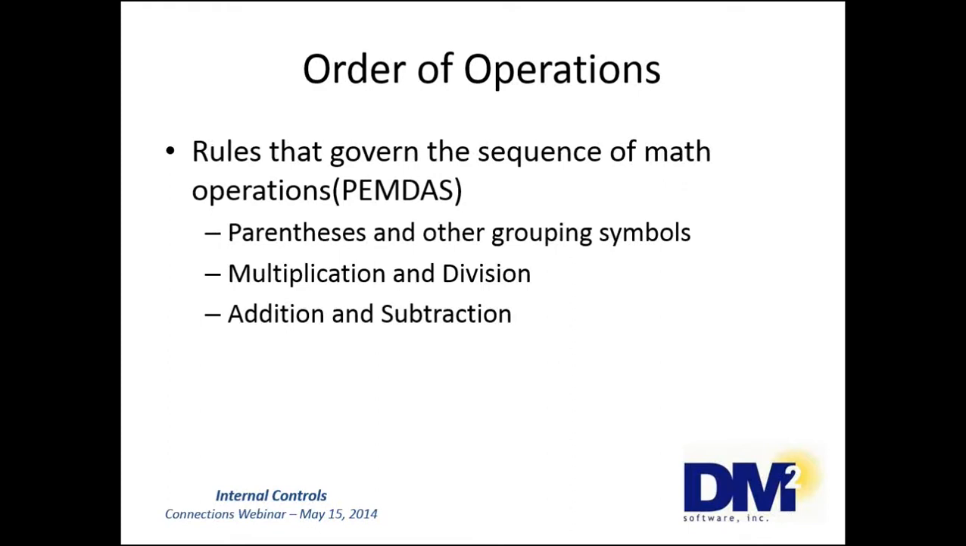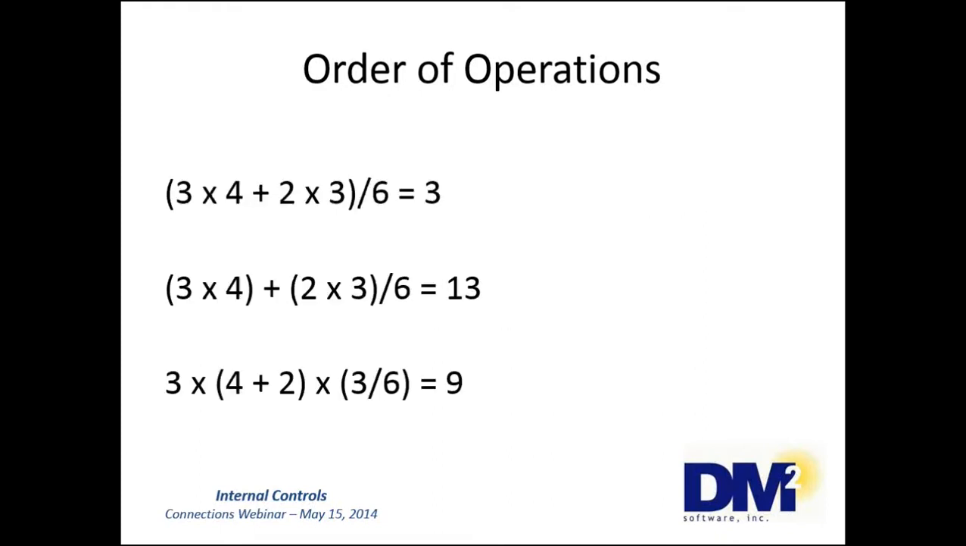So here are three examples of what answer you could get if you do order of operations in different ways. Which is the correct answer? That would be the middle one, because that groups those items that are multiplication and division together. Multiplication happens before division. But if you do order of operations in the incorrect way, you get a different answer. So why is it so important?